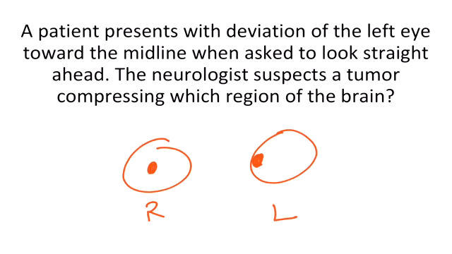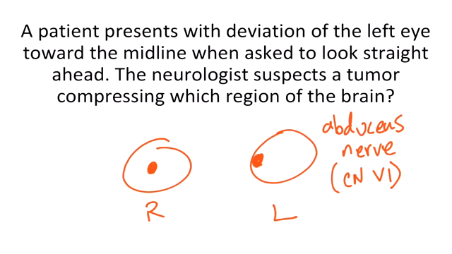Recall that the abducens nerve innervates the lateral rectus muscle, which is responsible for moving the eye laterally. If the abducens nerve is damaged, then the medial movement of the eye is no longer counterbalanced by the force of the lateral rectus, so the eye will tend to move medially. So in this case, the lateral rectus is affected, which means the abducens nerve must be affected, which again is cranial nerve 6. And recall that cranial nerves 5 through 8 emanate from the pons.